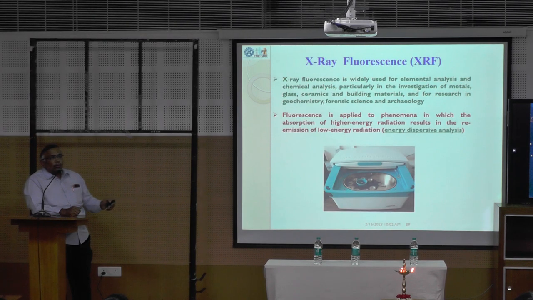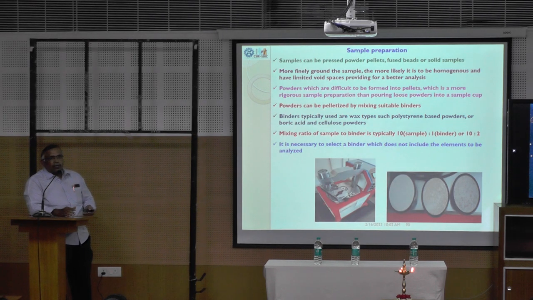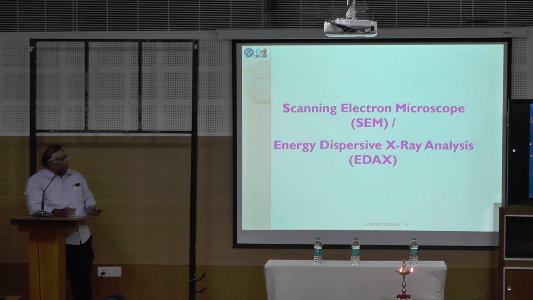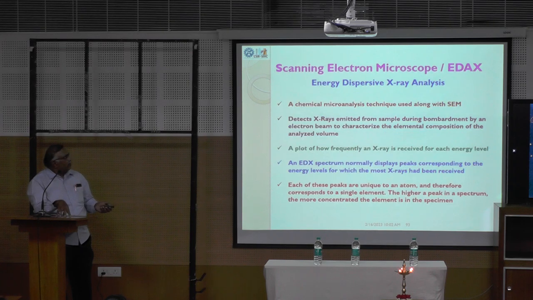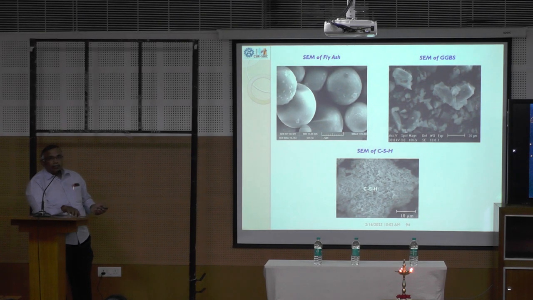X-ray fluorescence is another tool to identify the oxide composition. I said that Bogue's compounds as well as the oxide composition can be identified by this. These are all methods of how to prepare it. The scanning electron microscope gives the topography or morphology of the structure. See here, the first picture is fly ash.